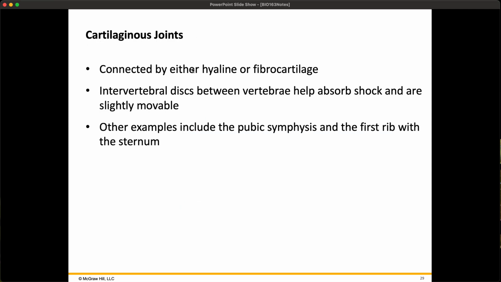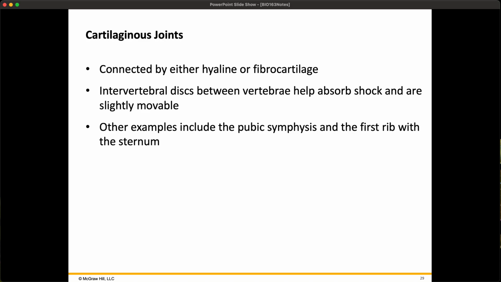Cartilaginous joints are connected by either hyaline or fibrocartilage, things like the discs in between your vertebrae that are absorbing shock, the pubic symphysis in between the two pelvic bones, and the ribs with the sternum that allow for the slight movement in the rib cage. Again, these have some movement in between them. Your spine can definitely move. The pubic symphysis allows the pelvis to expand during childbirth. So cartilaginous joints have some movement, but you wouldn't really consider them to have a wide range of motion.